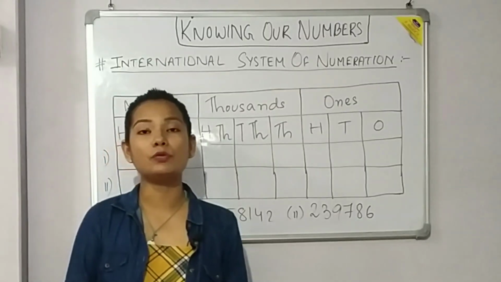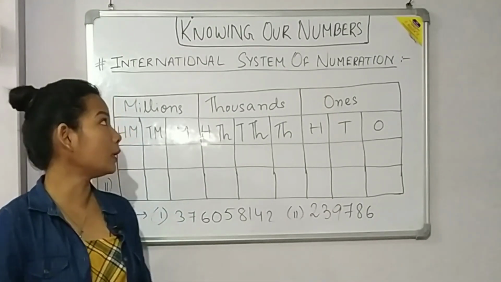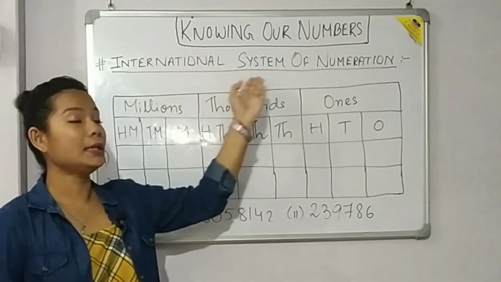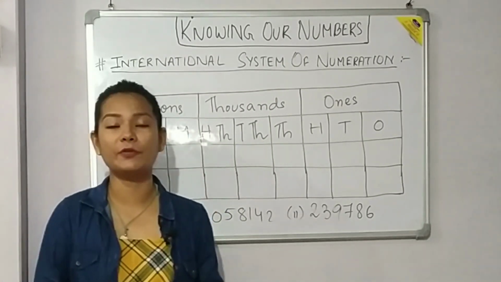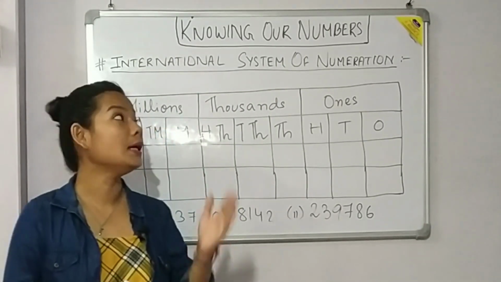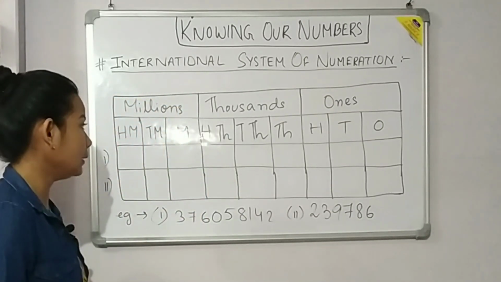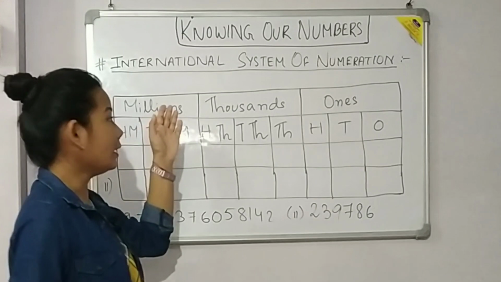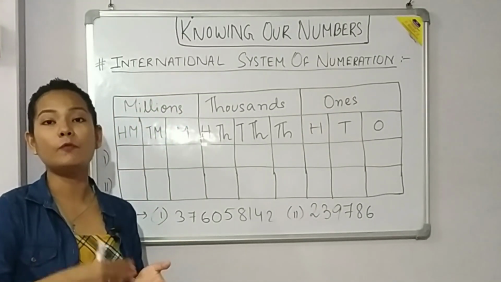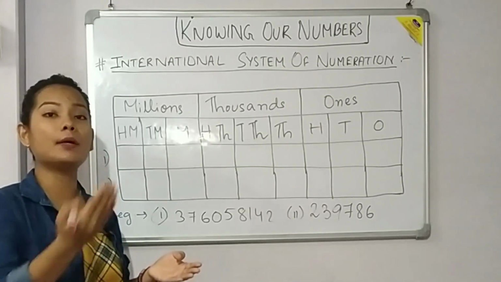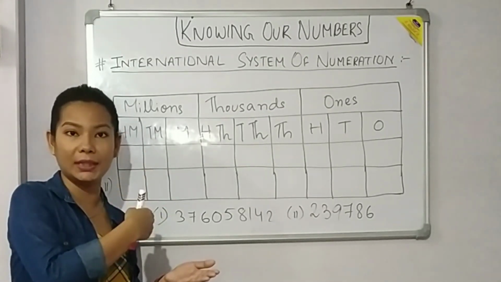We have understood how to write the numbers in Hindu-Arabic system of numeration. So now we will learn how to write the numbers in international system of numeration. There is a little bit of difference between the Hindu-Arabic system and the international system. So let us know what is the difference. First of all let us see in periods. In the Hindu-Arabic system, we start from ones and then we come to 1000 periods and then we come to lakh and then crore, like this, isn't it?